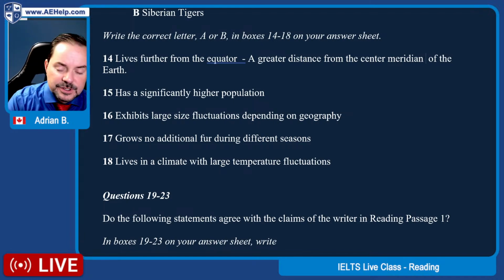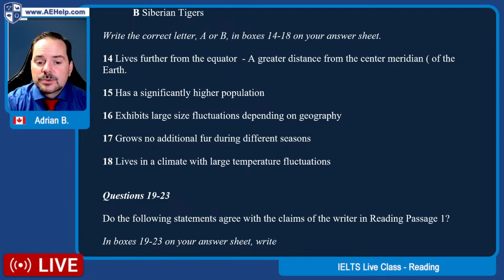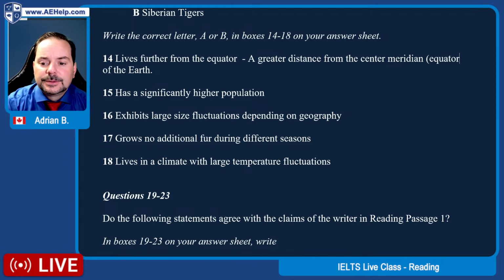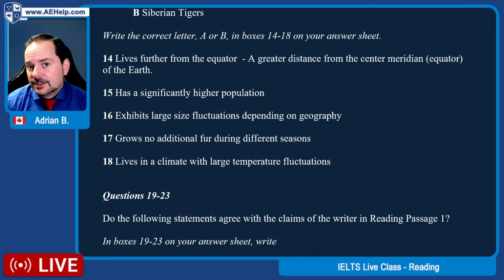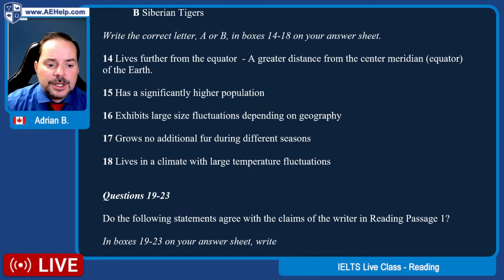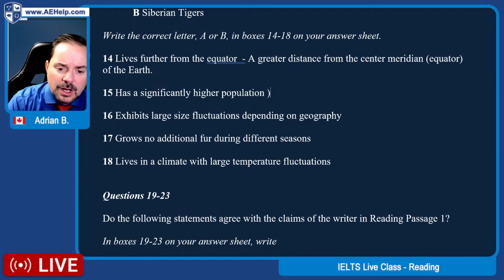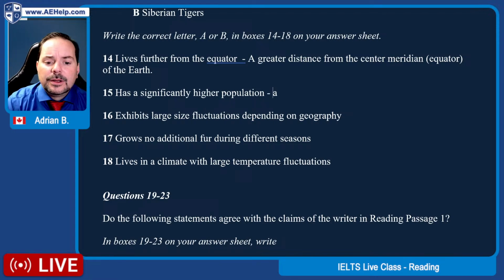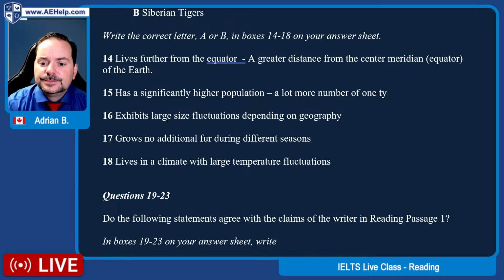Might be a new word for some. When you see new words, students, write them down. Okay. Of course, in the IELTS, you just have to figure that out from context. Has a significantly higher population, so a more number of one type of tiger. Okay, so write them down just like that.